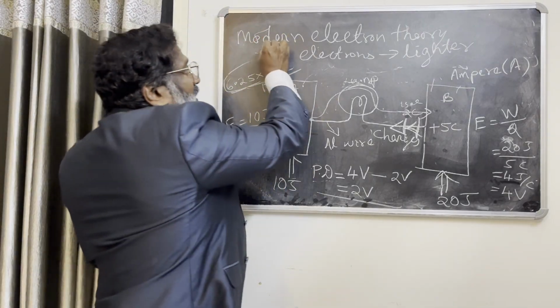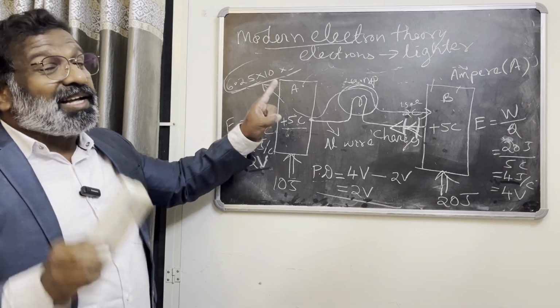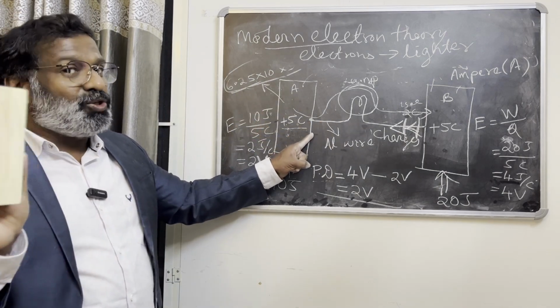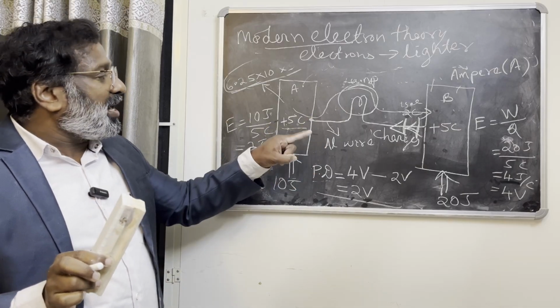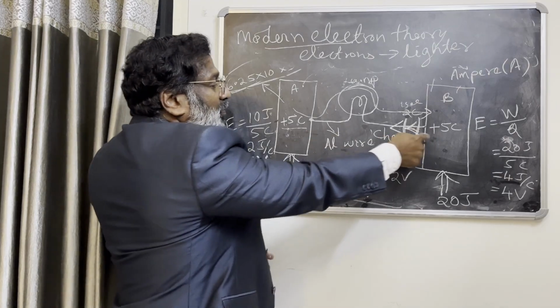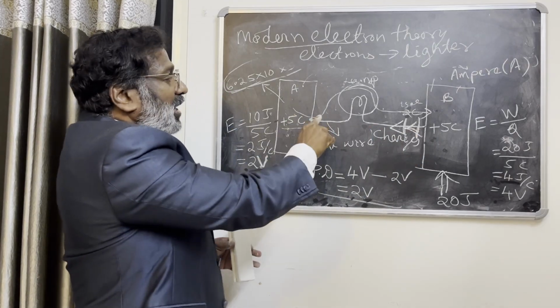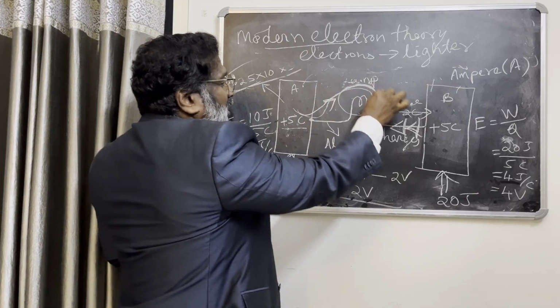So after modern electron theory, we redefined current. Current is directed flow of electrons, not positive charges. So what will be the direction of electron? Opposite to direction of positive charges. Positive charges move from higher potential to lower potential. So electron should move from lower potential to higher potential. This is the direction of electron.